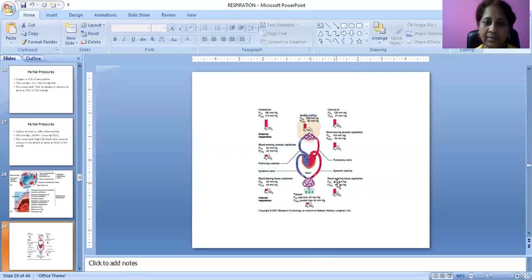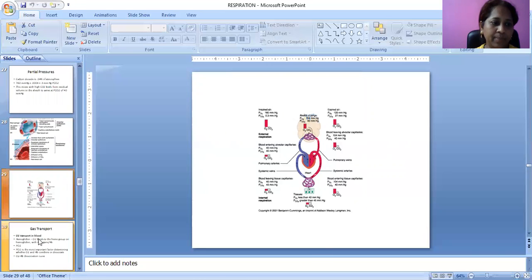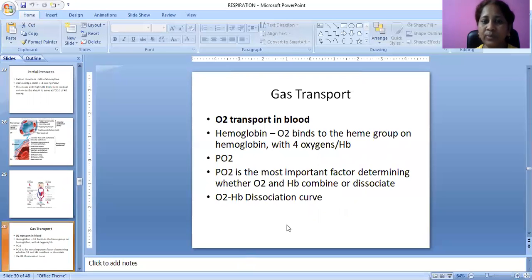In this diagram, how it goes, what happens to inspired air and what happens to expired air. Gases transport. Hemoglobin will bind to or saturate 4 oxygen molecules.